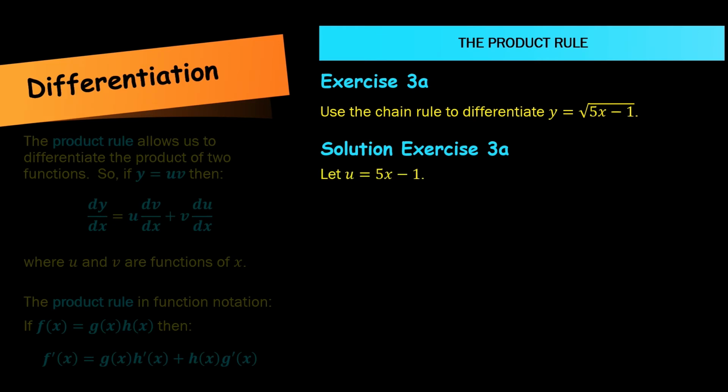We're going to begin by letting u equal 5x minus 1, because this is the bit that makes it more tricky for us to differentiate y. We can now say that y equals root u, which equals u to the power a half. We therefore have that du dx equals 5 if we simply differentiate u with respect to x, and dy du equals a half u to the power minus a half.